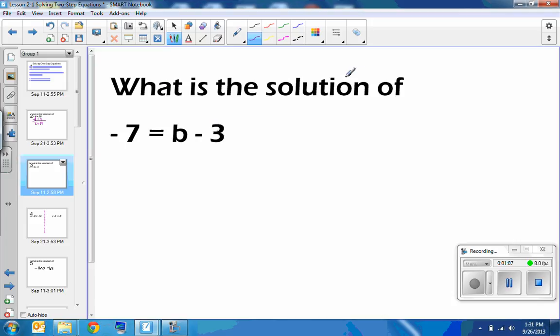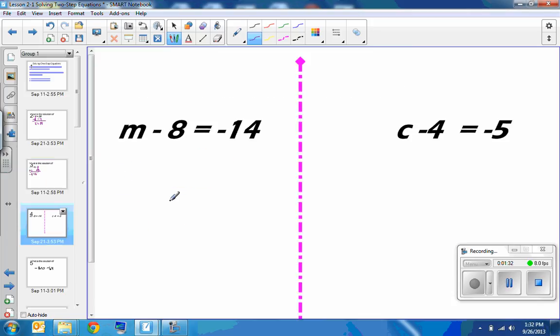What is the solution of negative 7 equals b minus 3? So the opposite of subtracting is adding. So I'm going to add 3 to both sides. Again, showing my work. This cancels out. I bring down b. And negative 7 plus 3 is negative 4. Negative 4 equals b. Go ahead and try these two on your own.